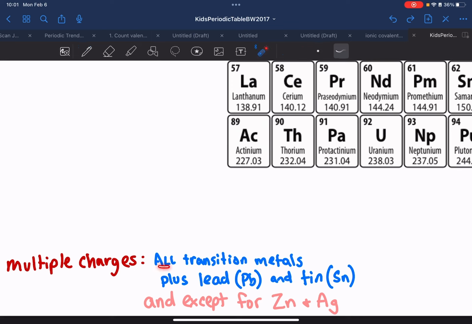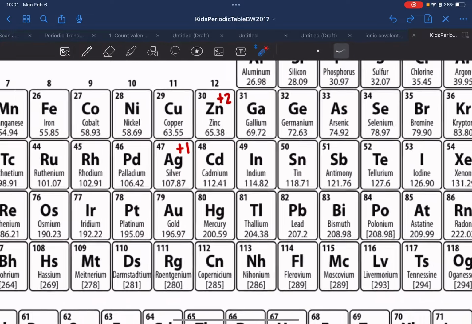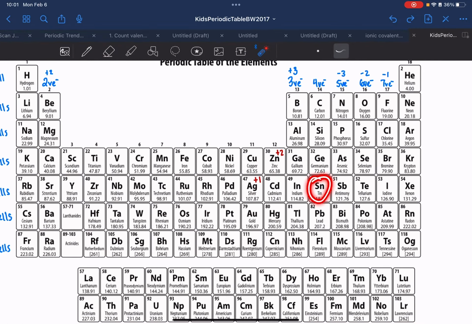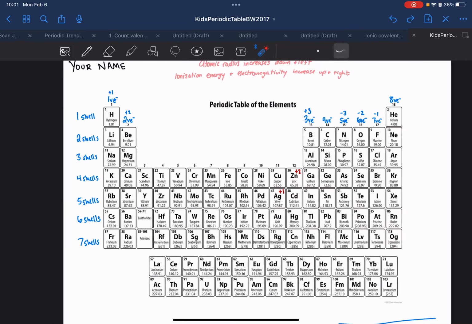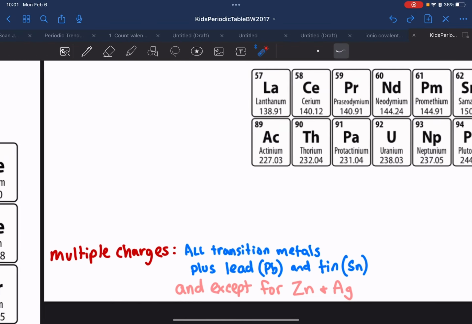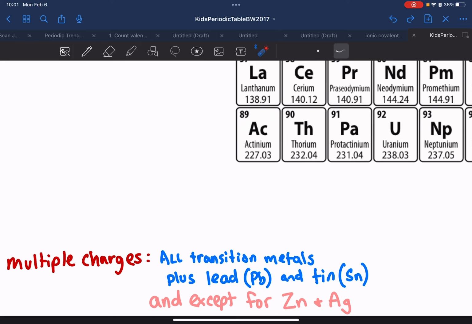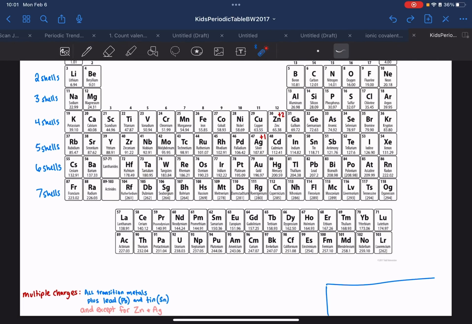So remember, that's going to be all of your transition metals, plus, actually, lead and tin, because lead and tin are not transition metals, right? Those are just like other metals. Remember, if you colored your periodic table, you would see that. So it's all transition metals plus lead and tin, except for zinc and silver, which always are going to have the same charge.